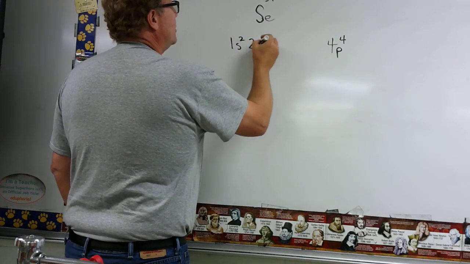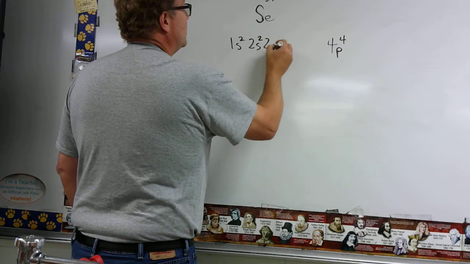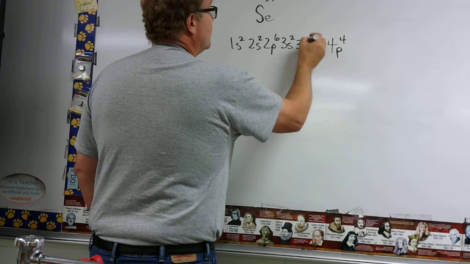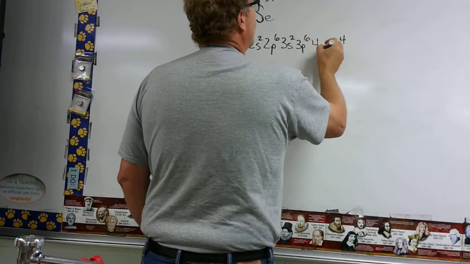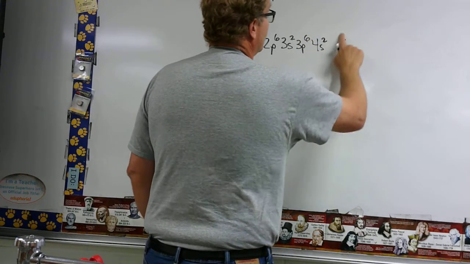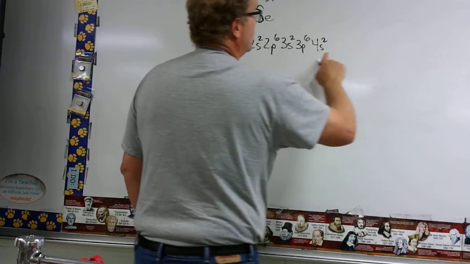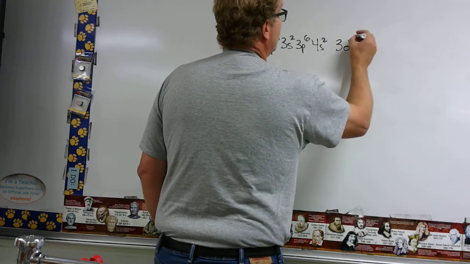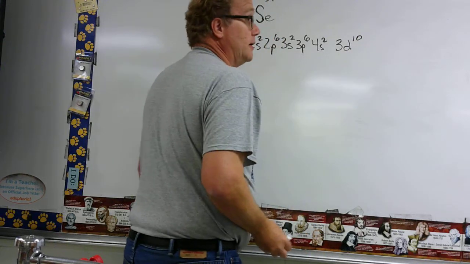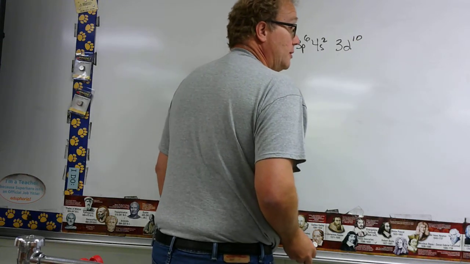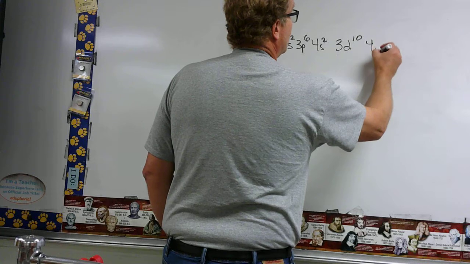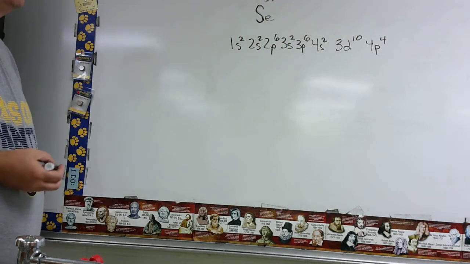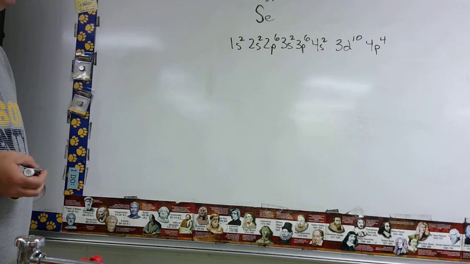1s2, 2s2, 2p6, 3s2, 3p6, 4s2. Move it over. Oh, we got a sequence. 3d10. And then I will look in the 4p's, and we have 4p4. That would be my electron configuration.